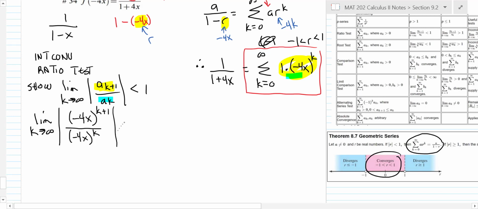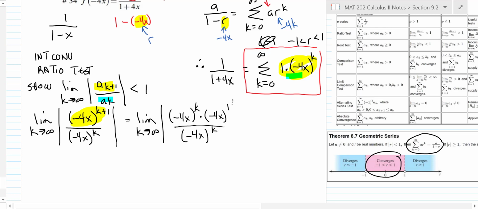So let's go ahead and work with this and see what we have. So this is limit k goes to infinity. Tell me how you should break up this numerator. Negative 4x to the k times what? Negative 4x to the first. I would do that all the time. So negative 4x to the k times negative 4x to the first all over negative 4x to the k.